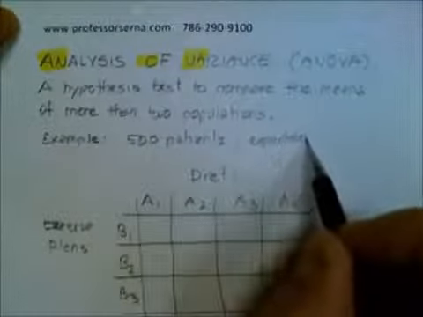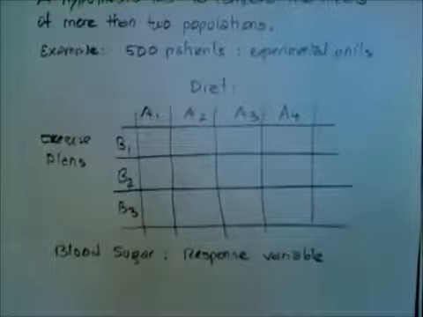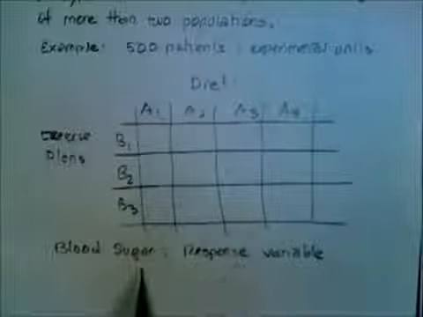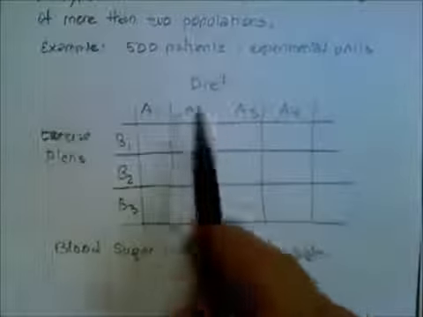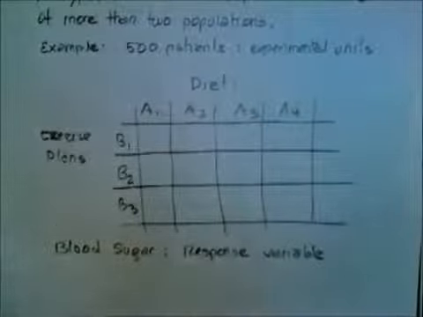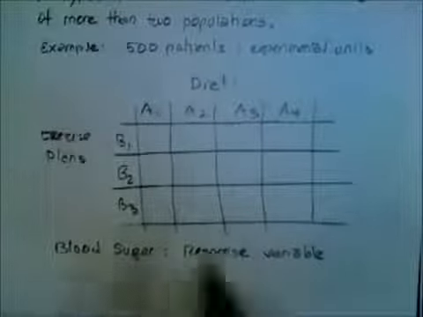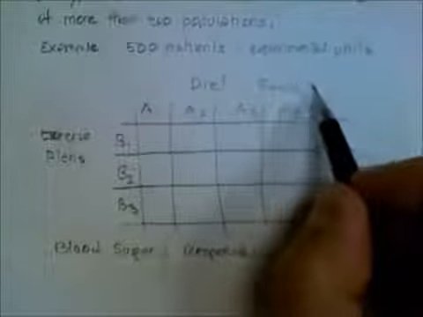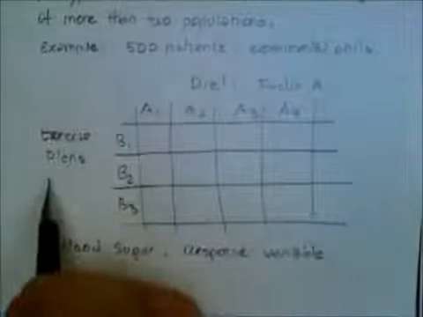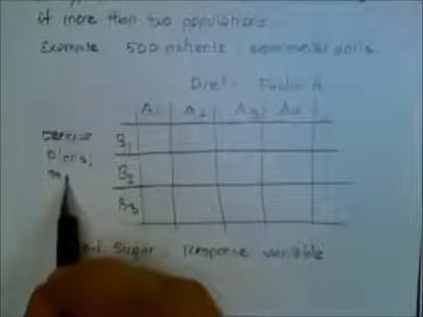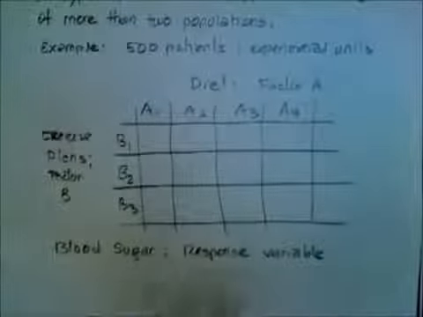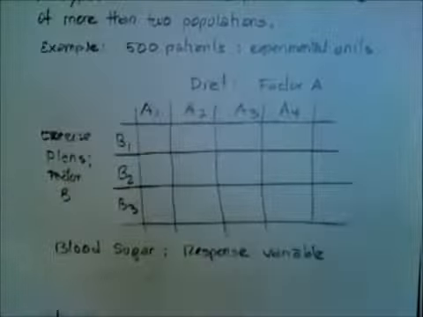And what are the variables that we believe will have an effect on the response variable, which is the blood sugar? The variables are the diet and the exercise plans that our patients will have. So the diet is a factor, and we are going to call this factor A. And the exercise plan is also a factor, and we are going to call this factor B. So in this experiment, we have 2 factors. One of them is the diet, the other one is the exercise plan.